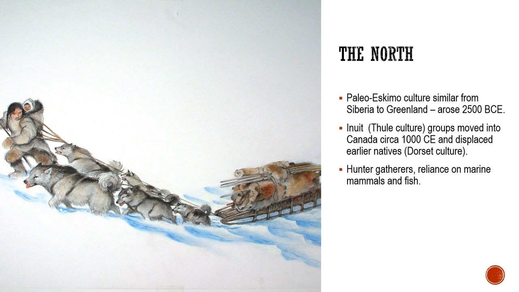So the people who live in this region are entirely hunter-gatherers. Agriculture is absolutely impossible in this region. There's a strong reliance on marine mammals, so that is seals in particular, and fish as well. And they have to move around a lot as they exhaust local food supplies. Also, the seasons, again, are extremely important in terms of where one moves for food resources.